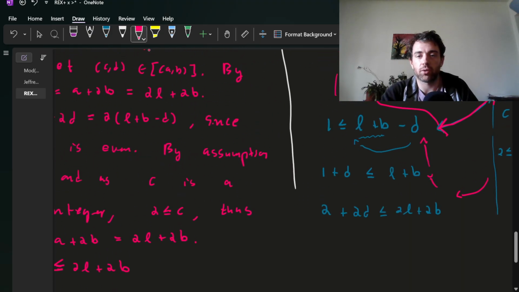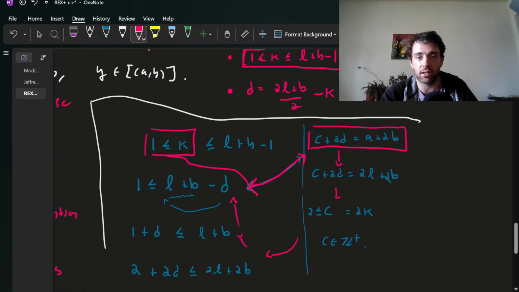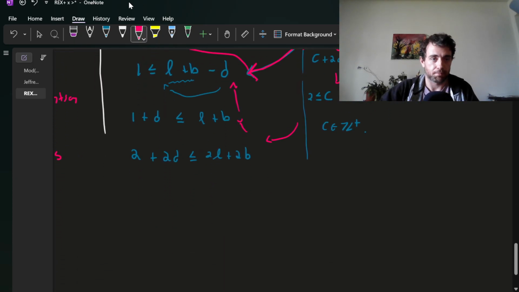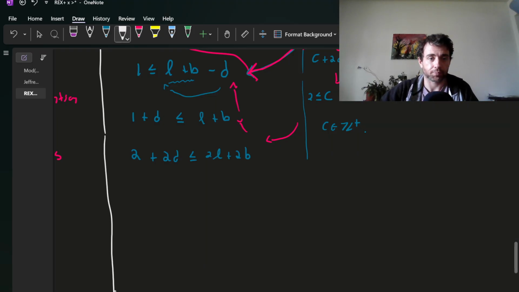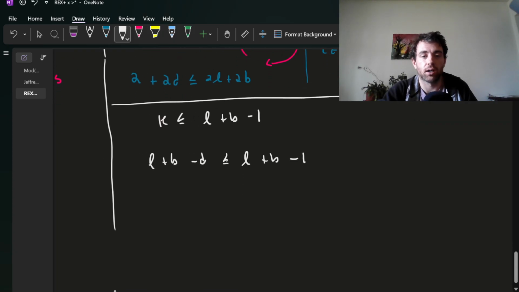So what's the next thing we need to show as part of this series of inequalities? Well, we want K to be less than or equal to L plus B minus 1. Right, so we want K to be less than or equal to L plus B minus 1. But again, K we define to be L plus B minus D, less than or equal to L plus B minus 1, right?